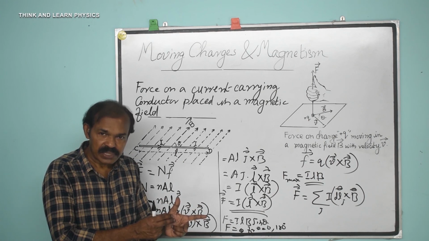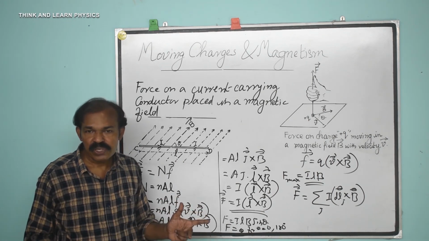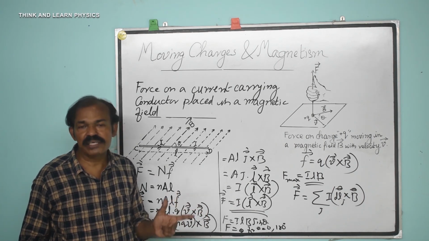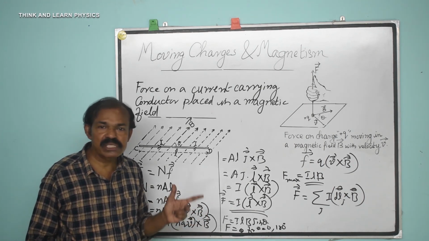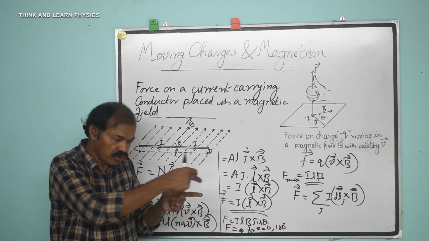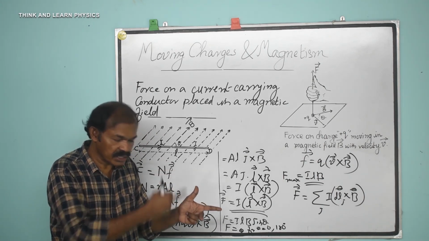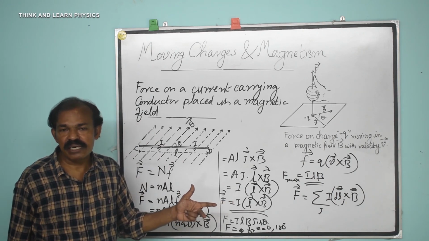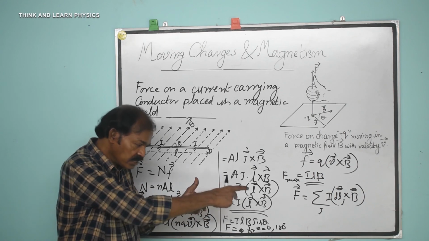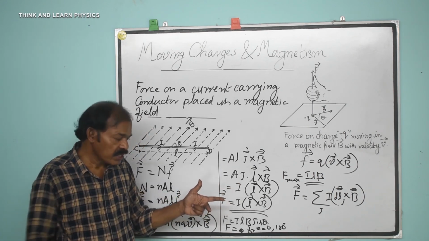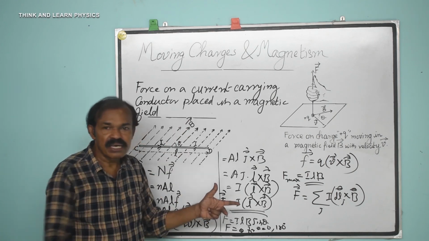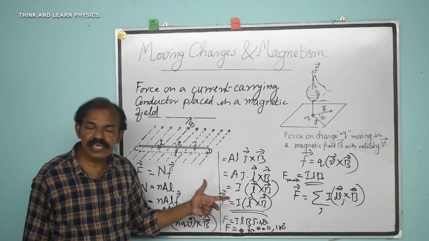If the conductor is placed perpendicular to the direction of the magnetic field, then the direction of the force acting on the conductor is also given by Fleming's left hand rule. Stretch out the forefinger, middle finger and the thumb of the left hand in mutually perpendicular directions. If the forefinger points in the direction of the magnetic field, and the middle finger in the direction of flow of current, then the thumb gives the direction of the force acting on the conductor.